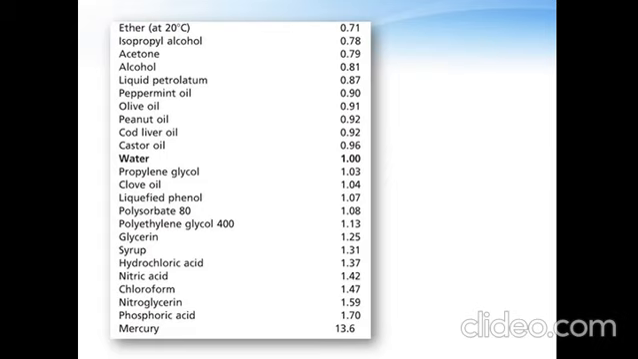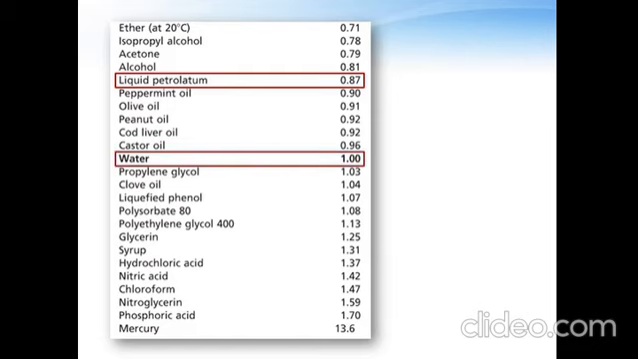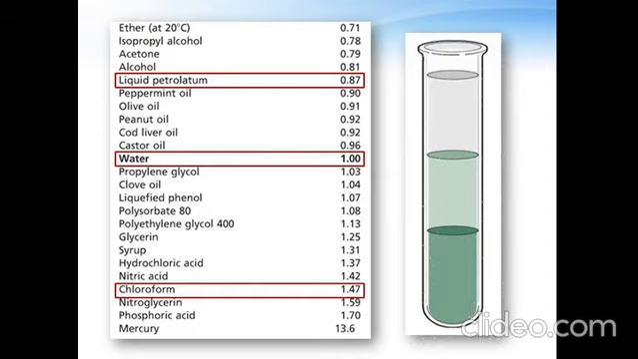And here I give you a chart, the specific gravity of various liquids. If you look at this one, liquid petrolatum, the SPGR is 0.87, and the water is 1, and the chloroform is 1.47. If you look at the layers, the liquid petrolatum is the lightest, water is in the middle, and the chloroform is on the bottom. Let's look at the example questions.